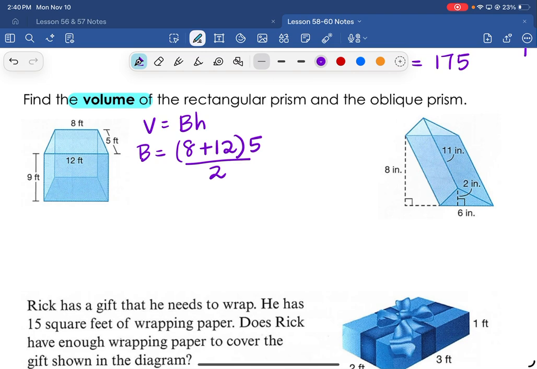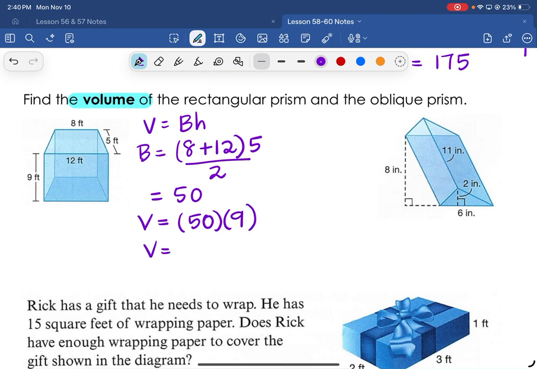The height is 5 of the trapezoid. Be careful, not the height of the entire solid, just the height of the base. And then all of that divided by 2. Tell me what you get. Yeah, 50. Now we're ready to find the volume by taking the area of the base, which is 50, times the height of the solid, which is 9.